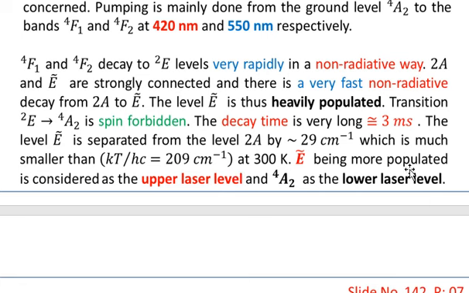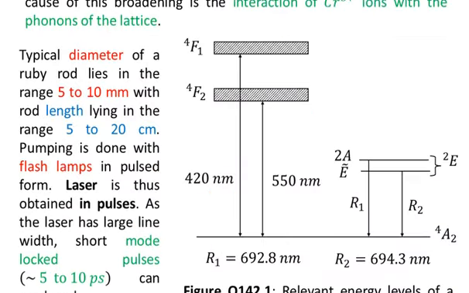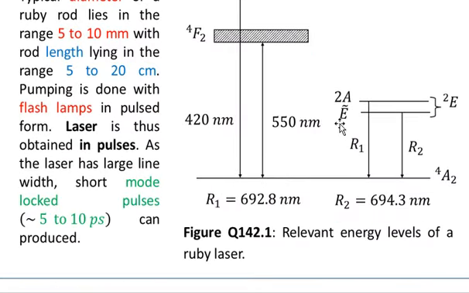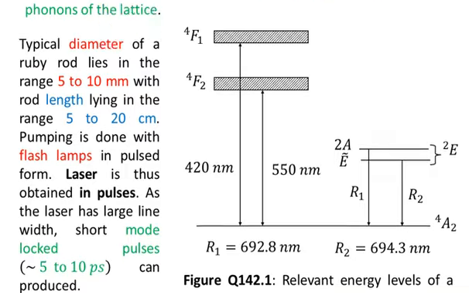So E prime, being more populated, is considered as the upper laser level and 4A2 as the lower laser level. So in this band of 2E levels, the E prime level is considered to be heavily populated, and so this will act as the upper laser level, and 4A2 will act as the lower laser level. So the transition from E prime to 4A2 will give you the R2 wavelength, which is 694.3 nanometers, and this is a very intense transition. However, the other transition, which is R1 from 2A to 4A2, is also possible, which I shall be explaining soon.